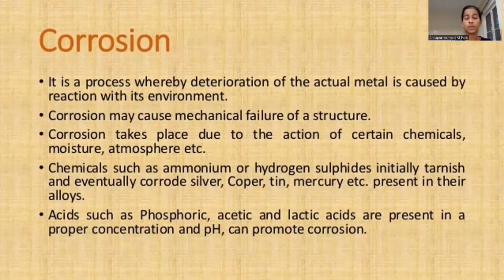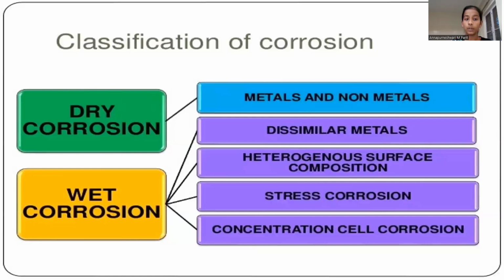Corrosion is a process whereby deterioration of actual metal is caused by reaction with its environment. Corrosion may cause mechanical failure of a structure. Corrosion takes place due to action of certain chemicals, moisture, atmosphere, etc. Chemicals such as ammonia or hydrogen sulfide initially tarnish and eventually corrode silver, copper, tin, mercury, etc. present in their alloy. Acids such as phosphoric, acetic and lactic acids, present in a proper concentration and pH, can promote corrosion.